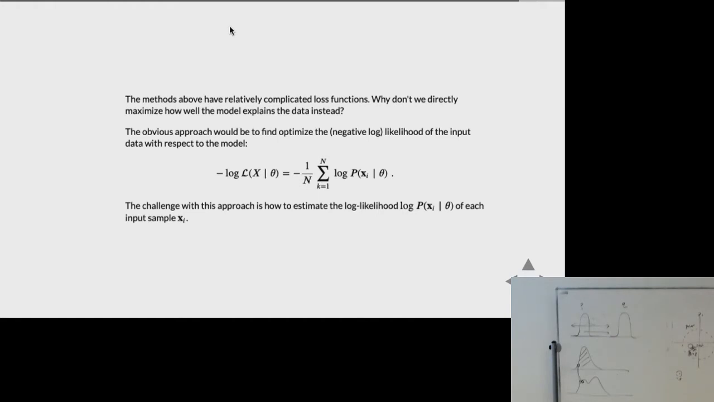Okay, just do that directly. And so we'd like to have a loss function where we're optimizing just a plain negative log likelihood. We want to calculate the probability of each output given the parameters. The problem with this is that we don't know how to estimate the log likelihood of each input sample. Okay? A network, the data flows through, but it just gives us an output, not a probability.